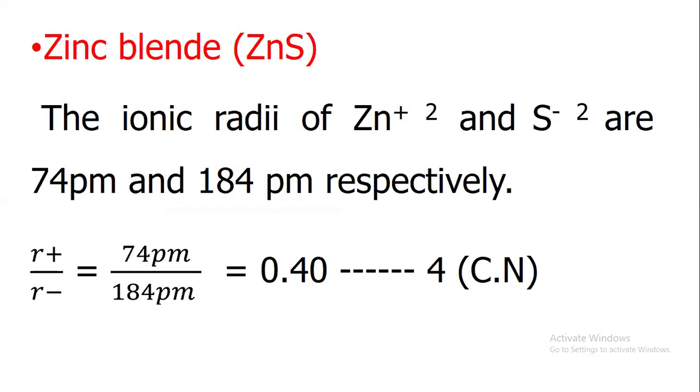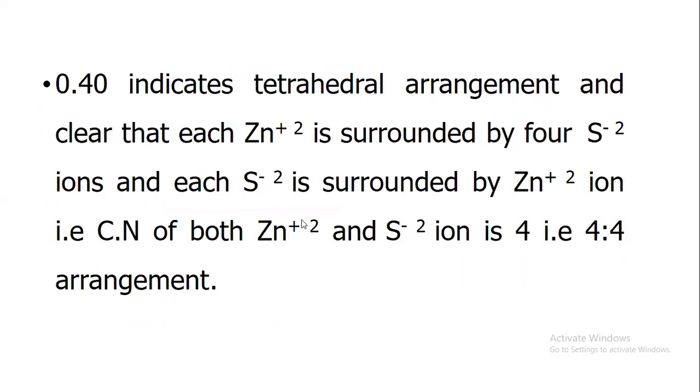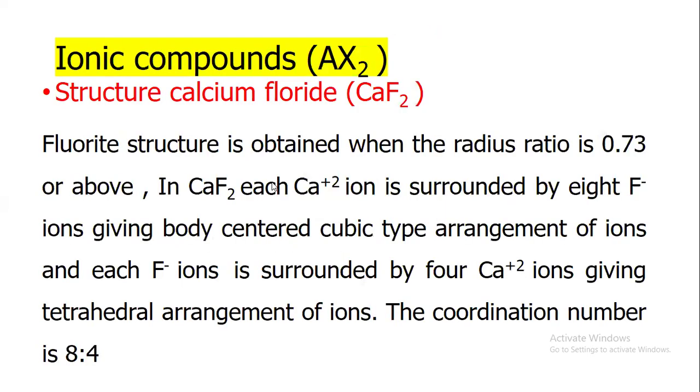Zinc blende: the ionic radii of zinc and sulfide are 74 picometer and 184 picometer respectively. The radius ratio is 0.404, which indicates a tetrahedral arrangement. Each zinc ion is surrounded by 4 sulfide ions and each sulfide is surrounded by 4 zinc ions, that is, the coordination number of both zinc and sulfide ion is 4, a 4 is to 4 arrangement.